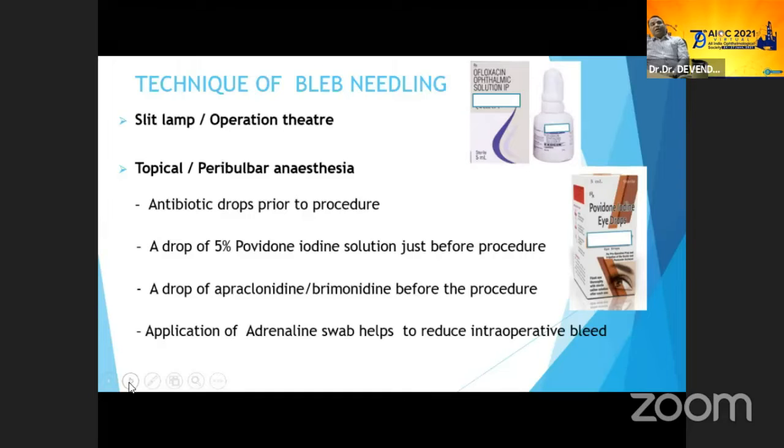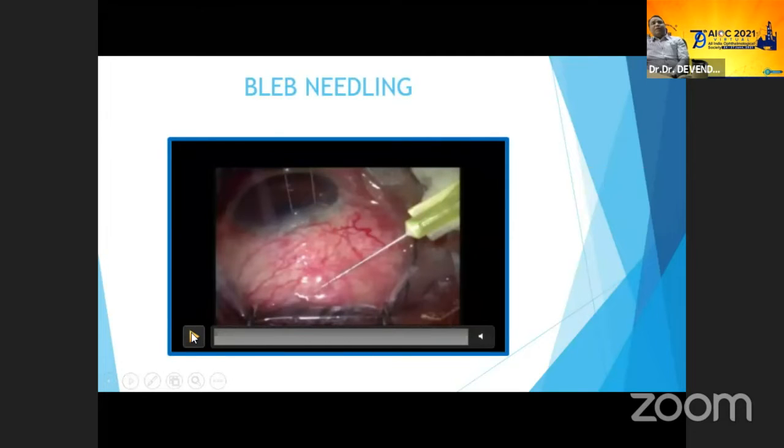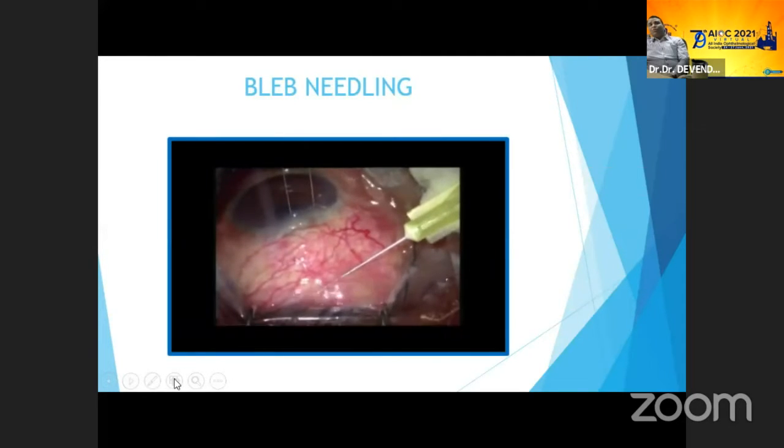So the technique of bleb needling, we can do either at the slit lamp or in an operation theater, depending upon the surgeon's choice. In my operation theater, I always do bleb needling under topical anesthesia. If you are not comfortable, you can use peripheral anesthesia. Povidone iodine has to be applied before the procedure, and application of an adrenaline swab may help to reduce intraoperative bleeding.